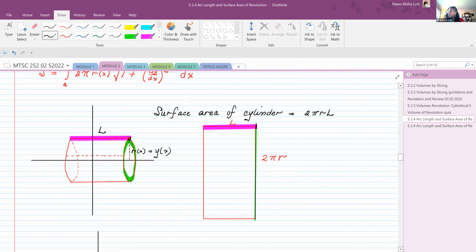So when I go to find the surface area, that is, if I were to try to cover this thing with aluminum foil, this area would just be a rectangle. So I would get 2 pi r, that's the first piece, times L.